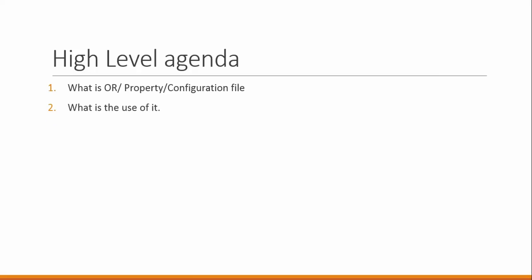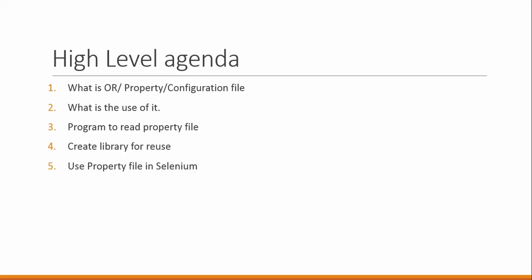Then we'll talk about what the use of it is, why we are using this file in Selenium, and whether we need it. Then we'll talk about how to read this property file in Java, and we'll use the same in Selenium. We'll write a program and create a small library so that we can reuse the code in every script. And finally, we'll use this property file in a Selenium script.